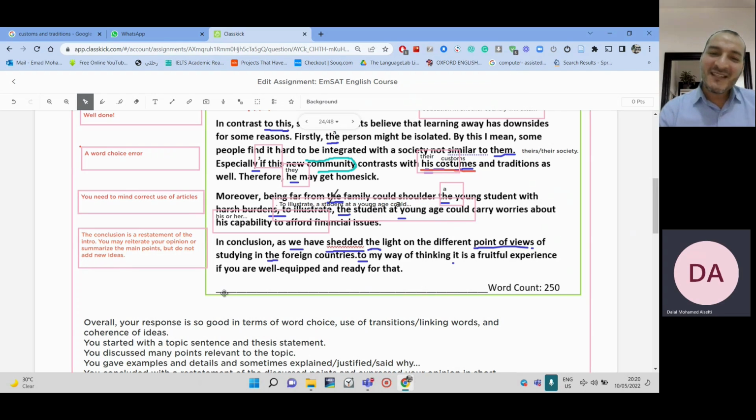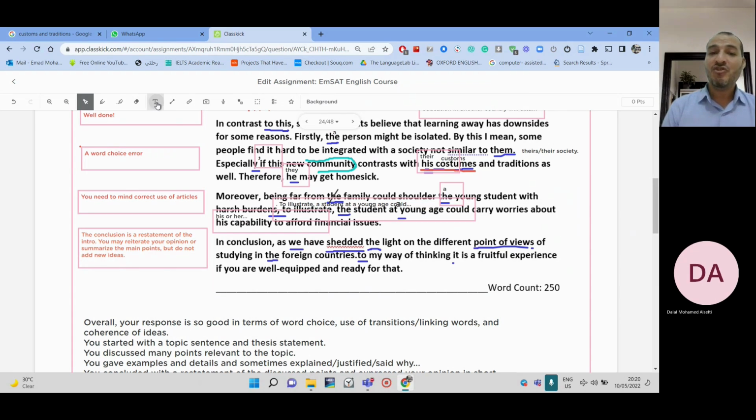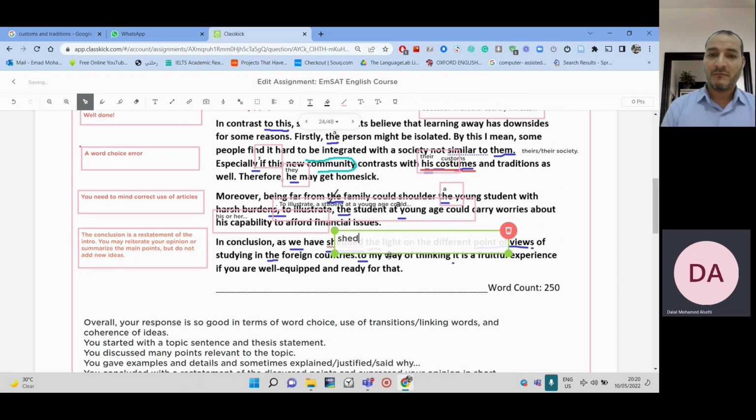I'm supposed to write "I have shed," not "shedded." How do you write it? Shed. Not S-H-E-D like "put"? Really? Yes, no difference. Present and past are the same. This is a mistake you need to take care of. So I would say, "as I have shed light." The past tense is shed, not shedded. Shed light.